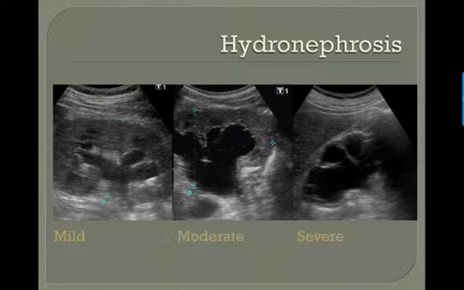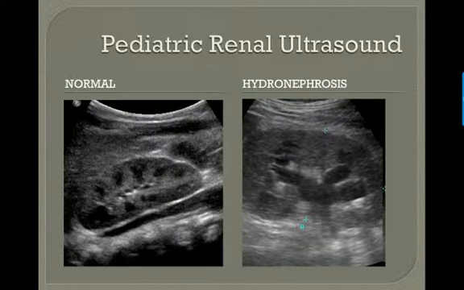Here are some examples of hydronephrosis as seen on ultrasound. Mild on the left, mostly limited to just the pelvis. Moderate in the middle with some beginning of dilation and distension into the calyces, and severe, marked dilation and distension involving the calyces and the pelvis. Here we can see a normal kidney on the left as compared to a kidney on the right, which has mild hydronephrosis.